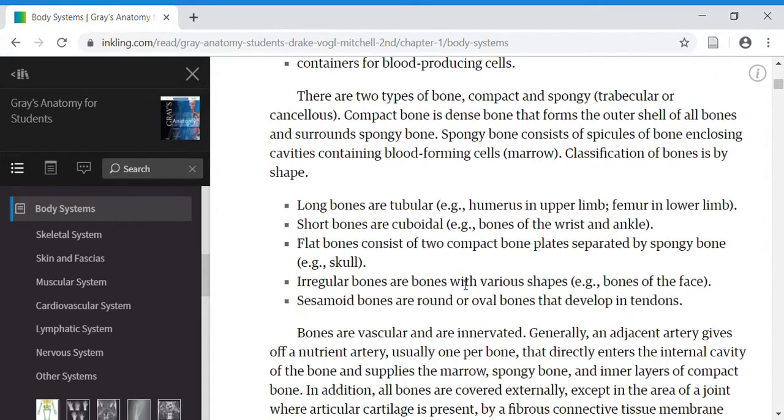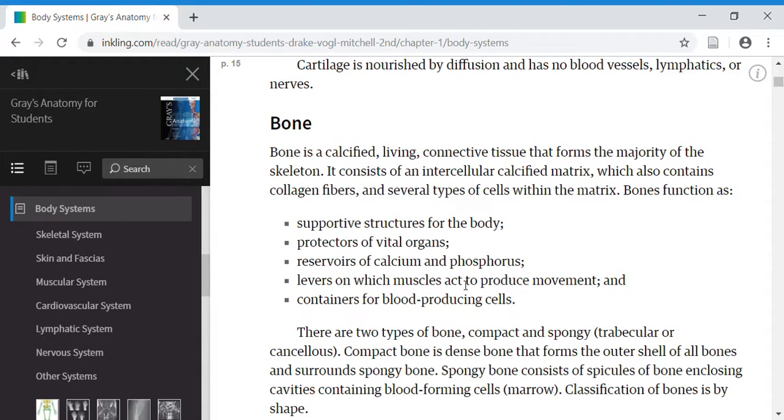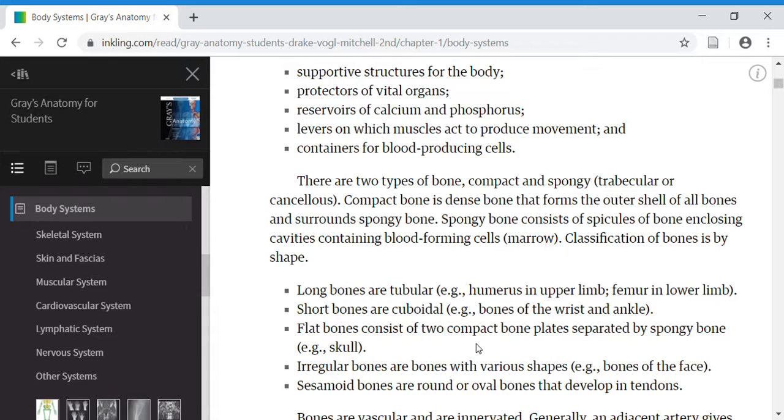The bones, based on their structure, are classified into two types: compact and spongy. Also, the bones are classified into long bones, which are tubular bones like the humerus in the upper limb and the femur in the lower limb. The humerus is the upper arm, and the femur is the thigh. Short bones are cuboidal bones of the wrist and ankle, and flat bones are two compact bone plates separated by spongy bone, like the skull.